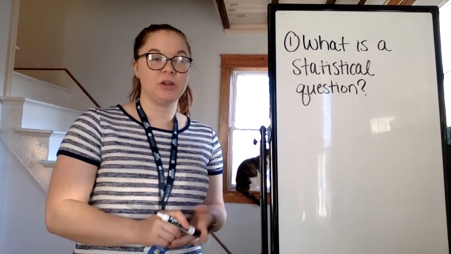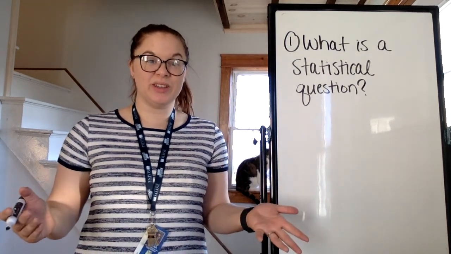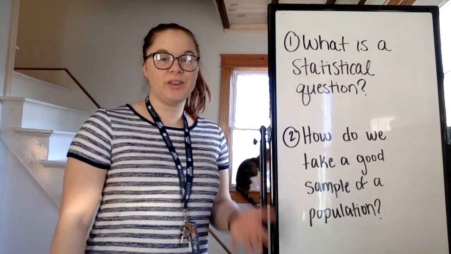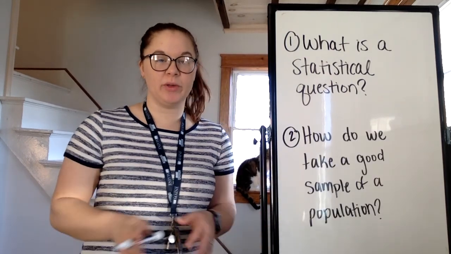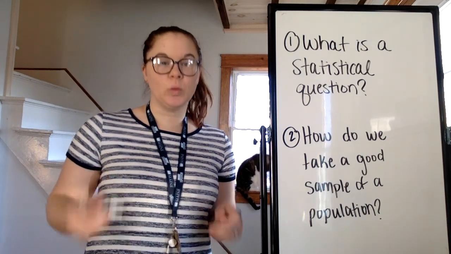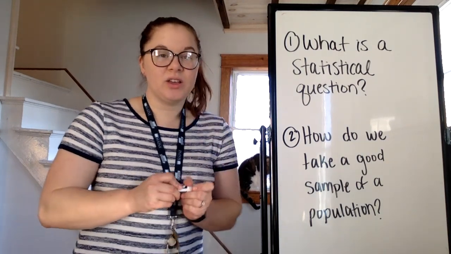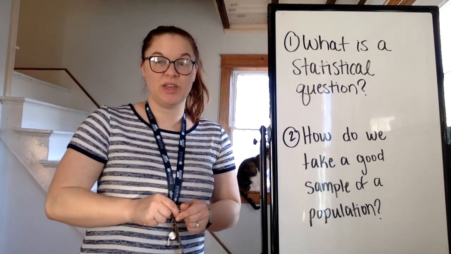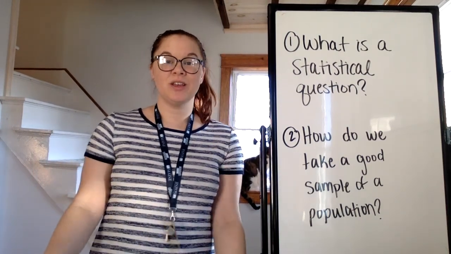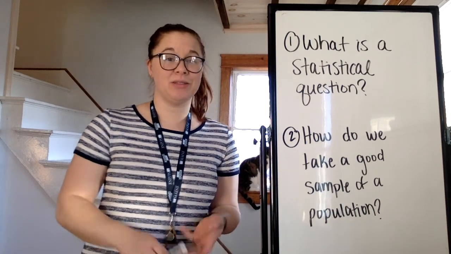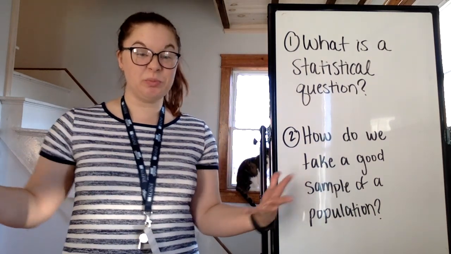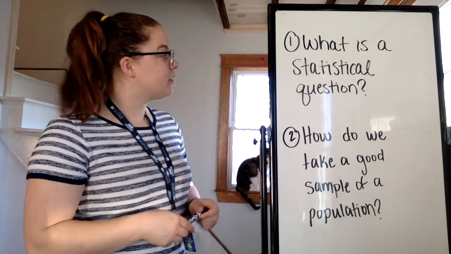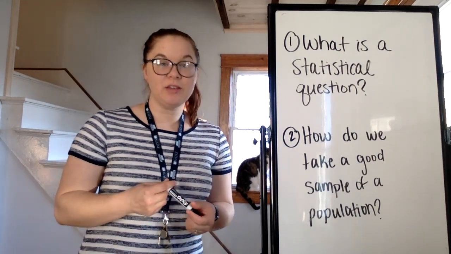The final thing that we talked about today is, how do we take a good sample of a population? We know that in order to take a good sample of a population, we need to use random sampling. That is giving everybody in the population an equal chance of getting picked. And we can do that using patterns, drawing names out of hats, dividing our population into groups, subgroups, and then sampling each subgroup. So these are the two things we've talked about today.